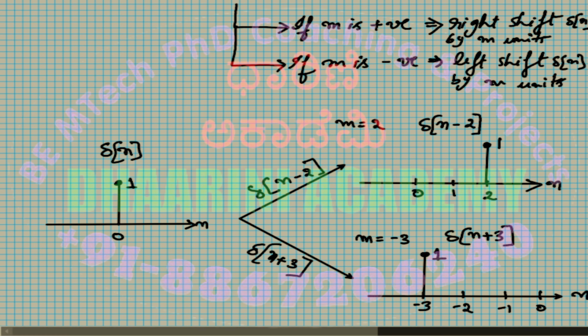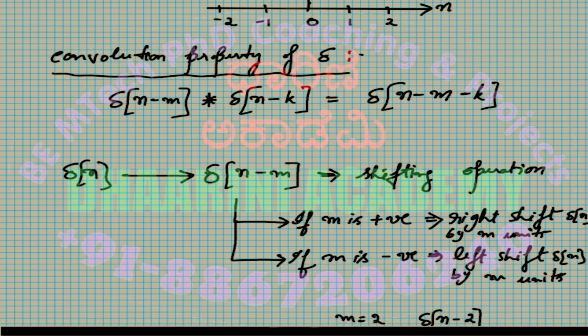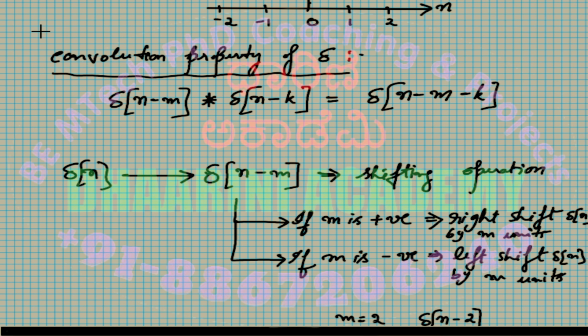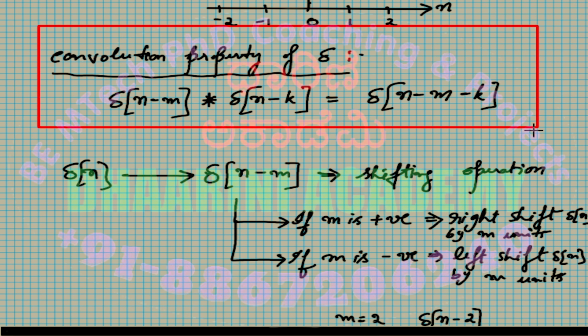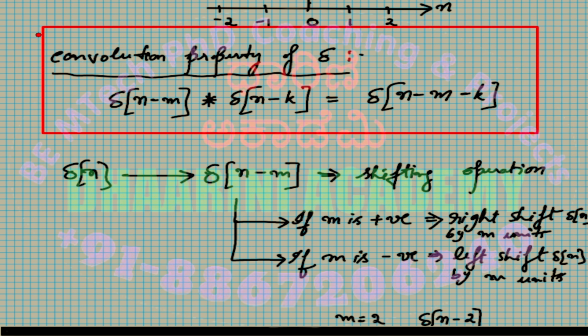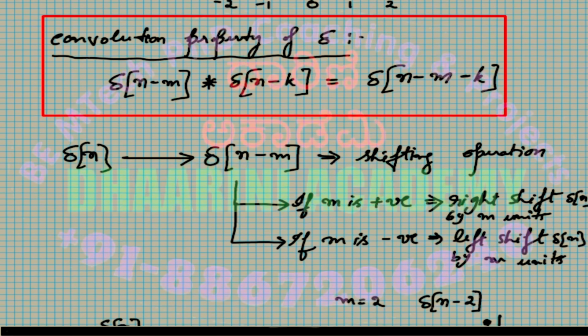Okay, let us see. Now I'll come back to the convolution property. What does the convolution property say? If you have two shifted versions of your delta functions, you can convolve them using this particular property. That's the simplest property which we can use to convolve. Okay, now let's move ahead and go directly to a problem.